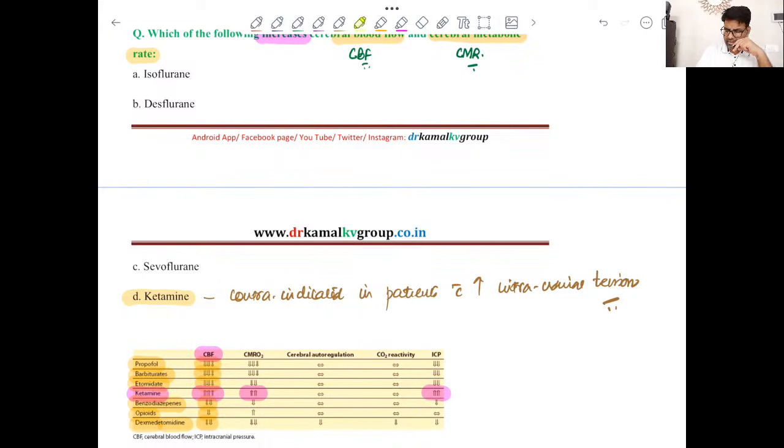So you can just write pressure also here. So this is intracranial pressure. Fine. So don't give ketamine in raised ICP cases. Very good, Avik Das. Good point.